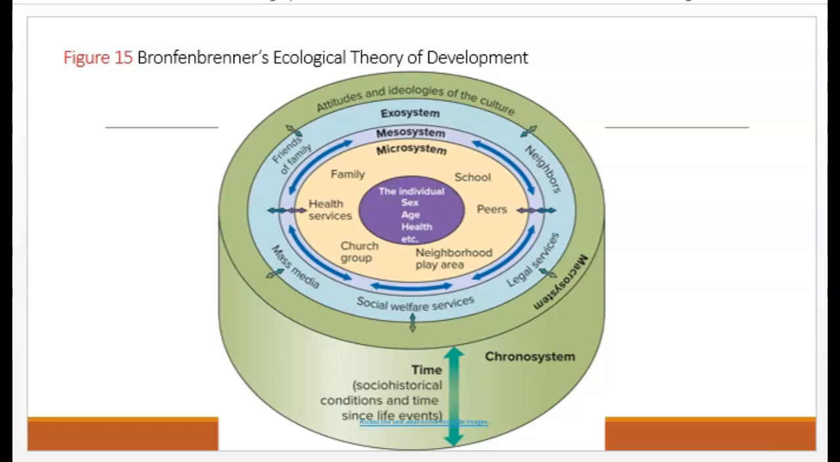The macrosystem involves the attitudes and ideologies of the culture in which the individuals live. And the chronosystem involves the patterns of events and transitions that occur over the course of a person's lifetime and during the particular historical time period in which they lived.